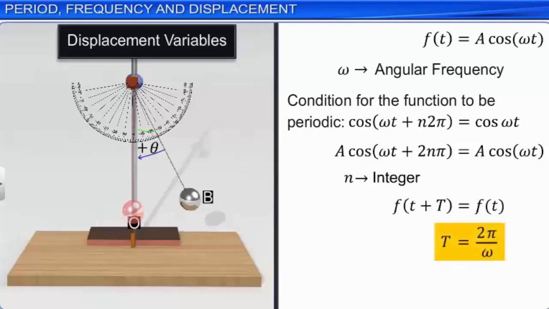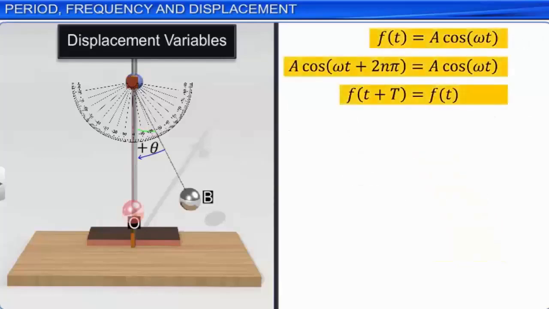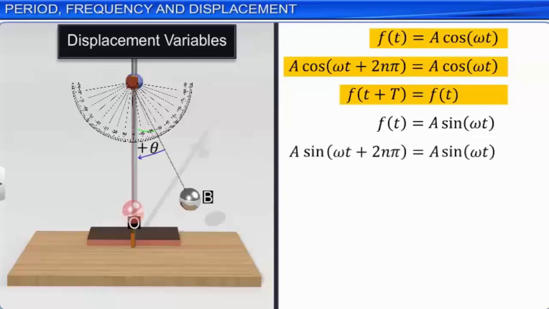The function f of t is equal to a sine omega t is also a periodic function, which implies that a sine(omega t plus 2n pi) is equal to a sine omega t. A linear combination of two periodic functions is also periodic. For example, a periodic function can also be of the form f of t is equal to a sine omega t plus b cos omega t, with a and b being constants.